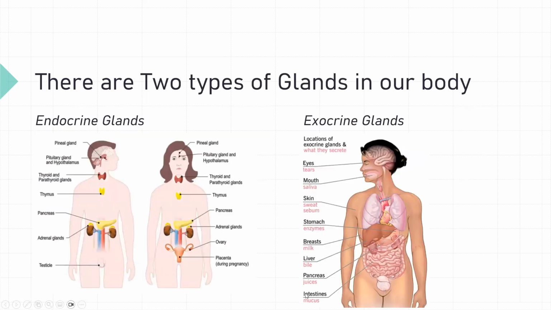There are two types of glands in our body. The endocrine glands differentiate for the two genders at certain levels. Exocrine glands also have some additional function in females, but otherwise all other glands work almost similarly.